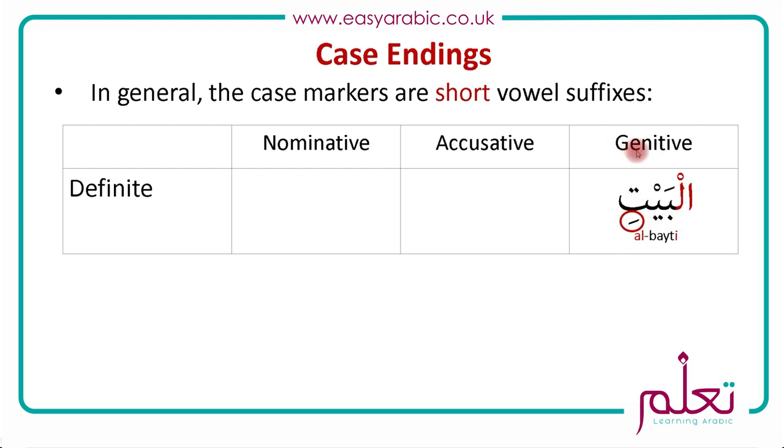There are rules that allow us to determine when it is genitive, accusative, or nominative, but like I said, I'll cover these in another lesson. Then we have the accusative. Here's al-bayta, and this is the ending. The last one is al-baytu, where the ending is the dhamma. So genitive is a kasra, accusative is a fatha, and nominative is a dhamma.